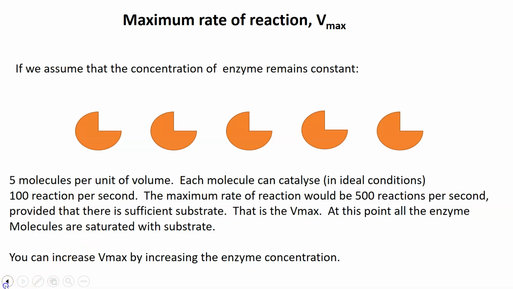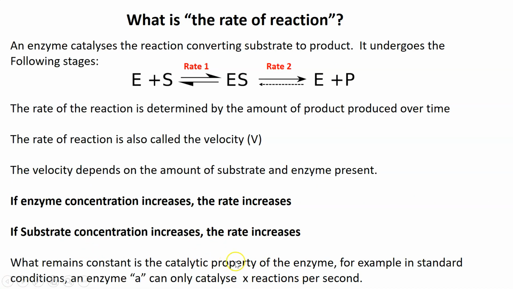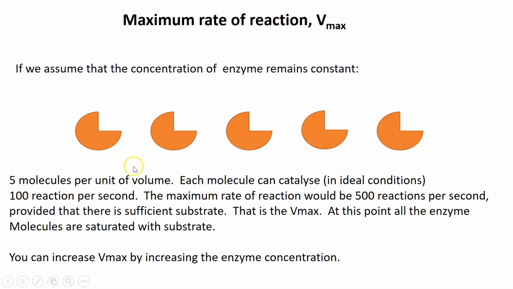So what doesn't change is the catalytic property of the enzyme. It can only catalyze so many reactions per second in optimal conditions, so that won't change. Let me illustrate that with this diagram here. Let's say there's five molecules of enzyme per unit volume. In that volume there are five molecules of enzyme, and we're assuming that the conditions are ideal here.